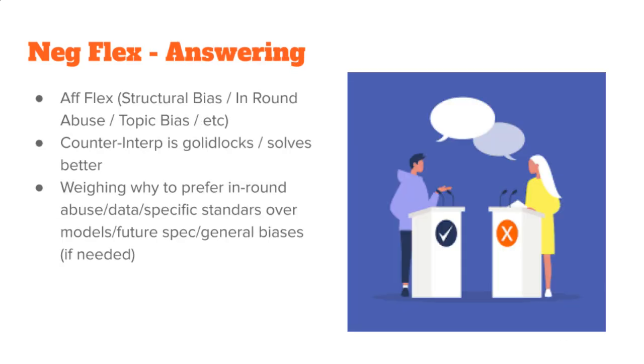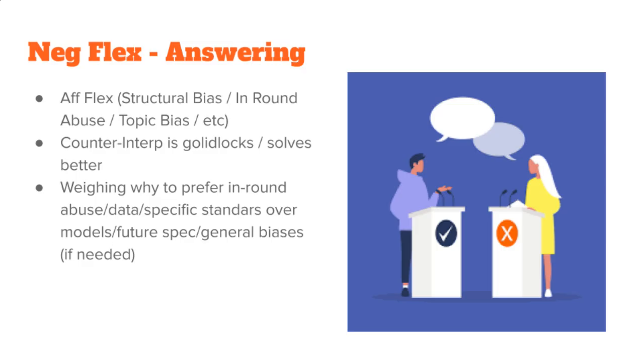You want to control for aff flex, talk about the opposite structural biases, in-round abuse, topic biases, data from tournament results, things like that, to establish where you think current uniqueness is right now and who's winning too much. And then thus it would be better to punish the neg and get to more of an aff-favored world to limit some of this counterplan slop.